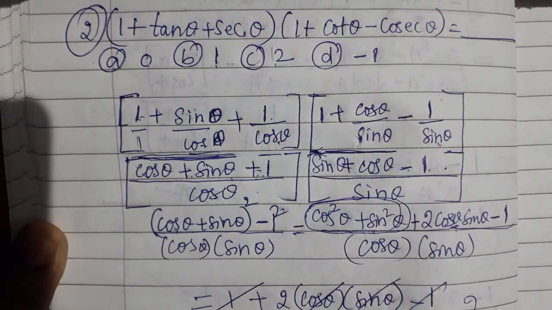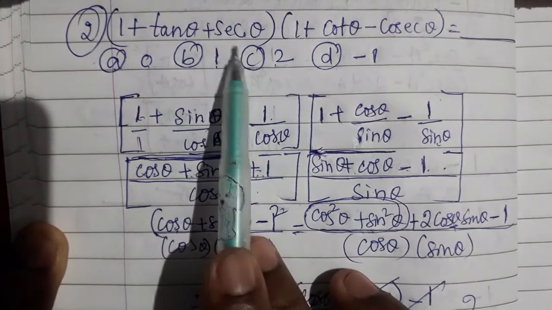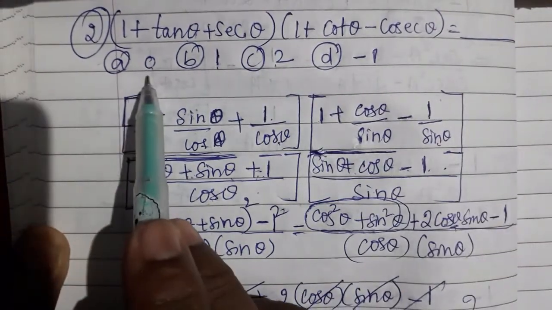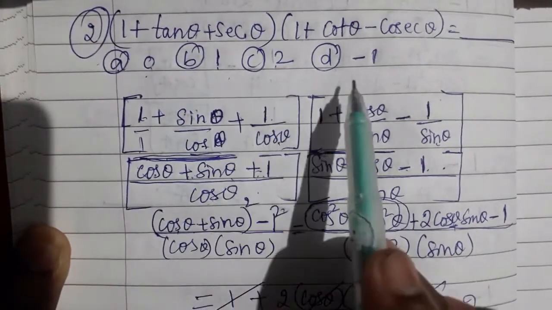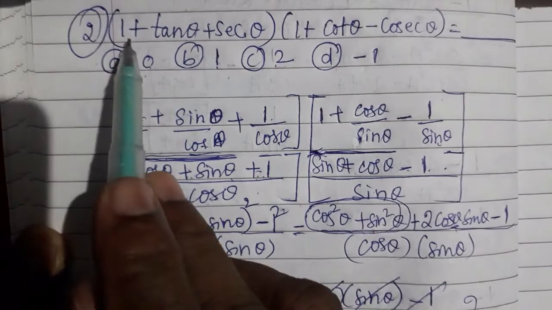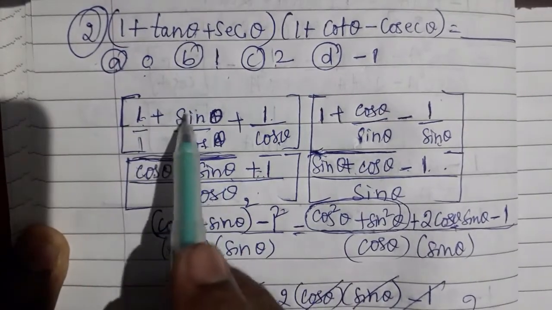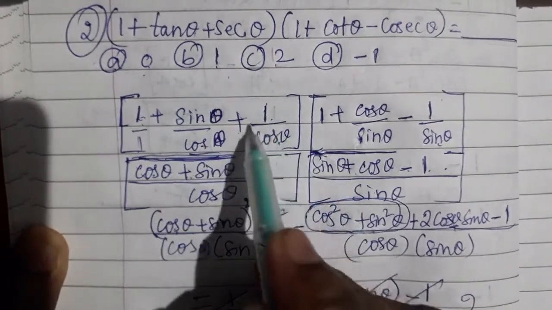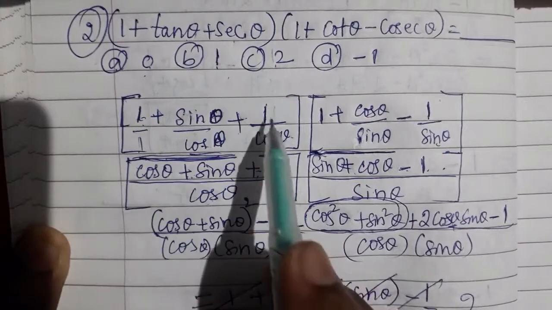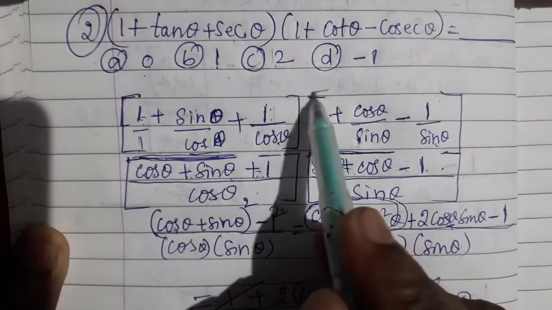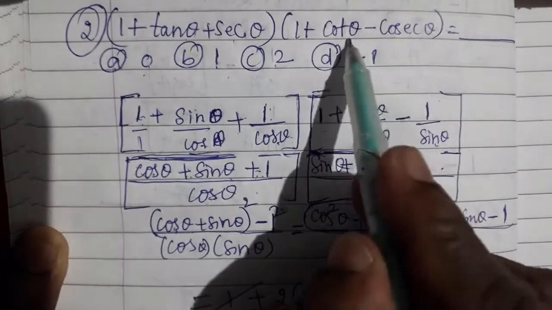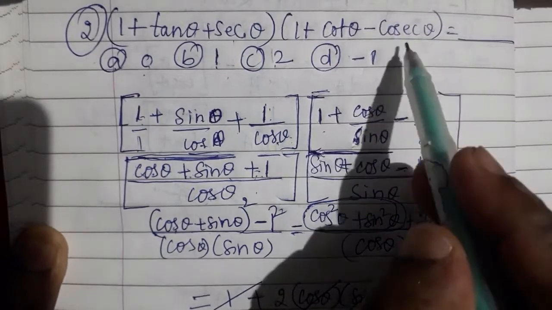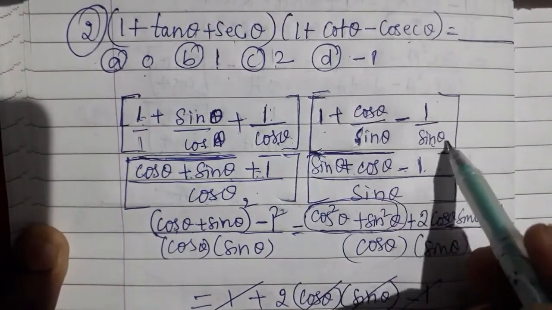The next is 1 plus tan theta plus secant theta into 1 plus cot theta minus cosecant theta is equal to dash. Option A is 0, option B is 1, option C is 2, option D is minus 1. So 1 you write as it is plus tan can be replaced as sin theta by cos theta plus secant can be written as 1 by cos theta, the reciprocal of secant. Close the bracket. Again open the bracket. 1 you write as it is. In place of cot replace it as cos theta by sin theta minus cosec theta can be replaced as 1 by sin theta, the reciprocal ratio.